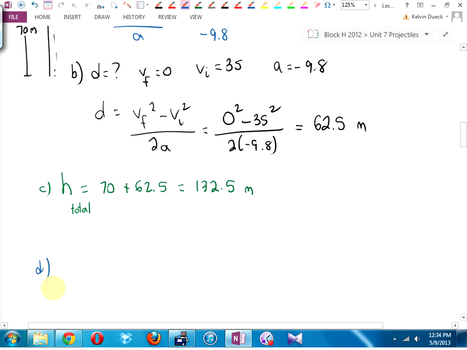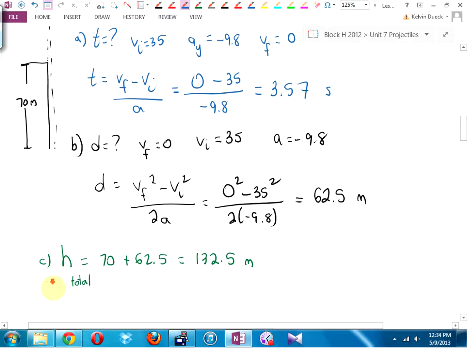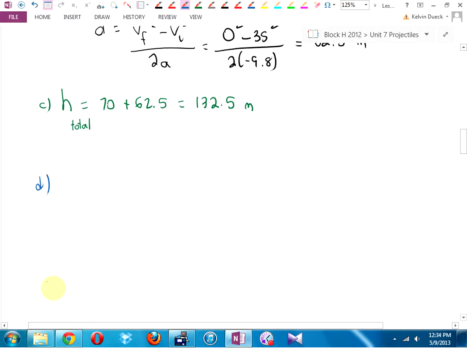D. Jamie, what's D asking me to find? Time, T equals question mark. From where to where? Okay, so that's the situation we're looking at. From the top, that's going to be initial. To the bottom, that's going to be final. What do I know? VI, because we're starting at the top now. VI is 0.